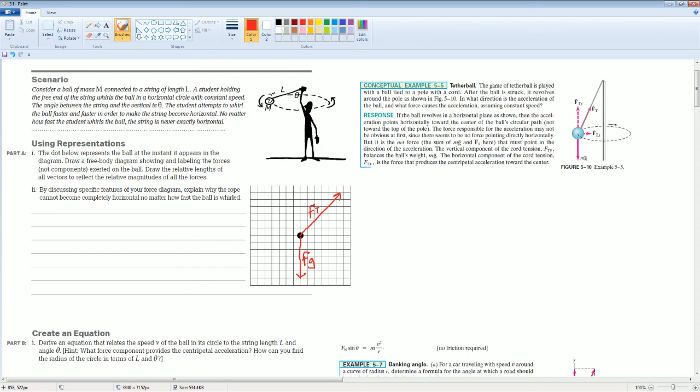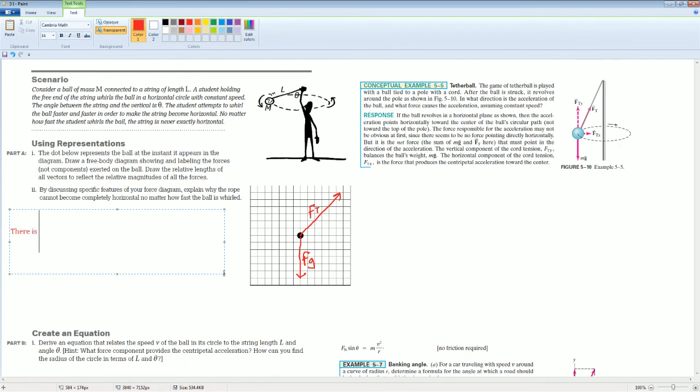A couple of things that you should notice. Think about what they said here. Why is it impossible for the force of tension to be completely horizontal? All right. So let me just take out all the lines here and we can just write it. There is the force due to gravity that is always pulling the rope down in the vertical direction, right?